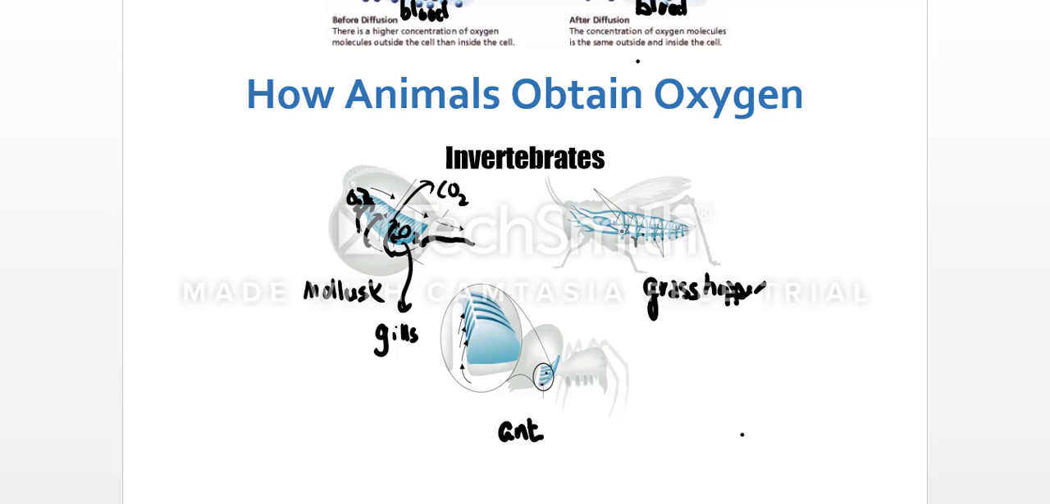So a grasshopper has little openings outside of its body along the side called spiracles, and oxygen diffuses into a grasshopper's body through these little openings called spiracles, and they go through this tracheal system, and then the oxygen flows into their body and CO2 flows out.